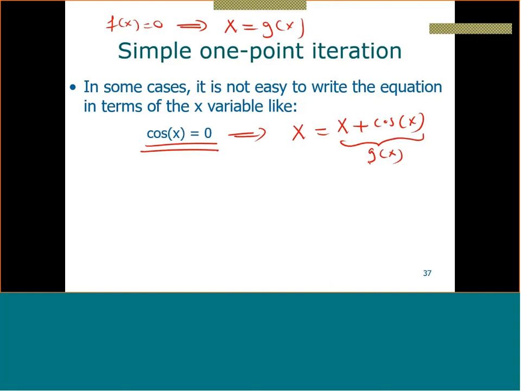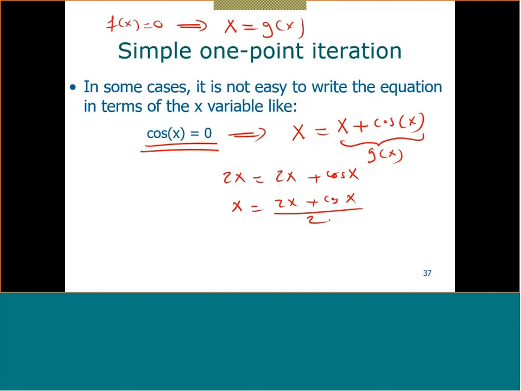Now I could have it as 2x equal to 2x plus cosine x. So x is equal to (2x plus cosine x) divided by 2. This is another way of doing the same thing, or I can have different formats.